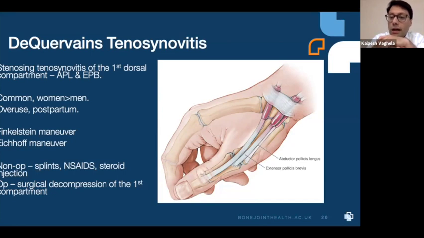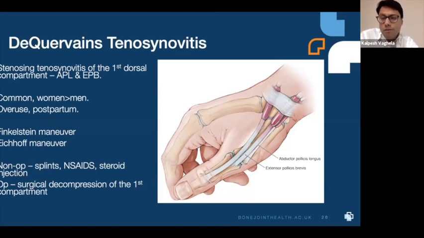So it's very common, and there are different tests that you can do. There's something called Finkelstein's maneuver. Finkelstein's is where you pull on the thumb and then rapidly ulnar deviate the wrist, and that recreates discomfort on the radial side of the wrist. Eichhoff's maneuver is where you put the thumb under the palm and then forcibly ulnar deviate, and then take the thumb out of that deviated position, and that relieves the pressure. Often people get that mixed up and call that second test Finkelstein's, but actually it's not.